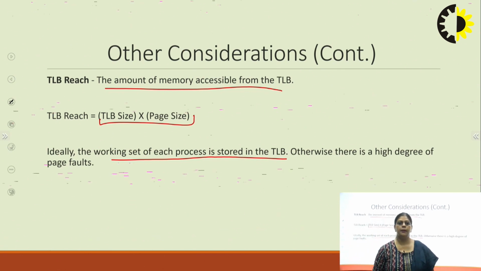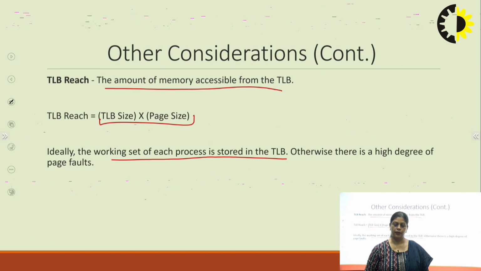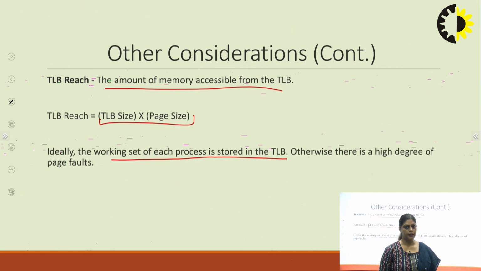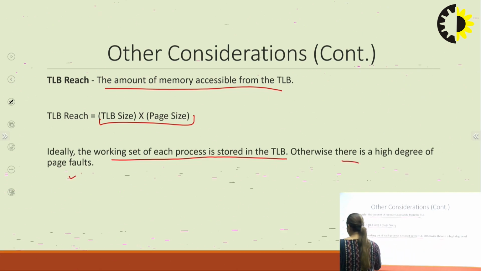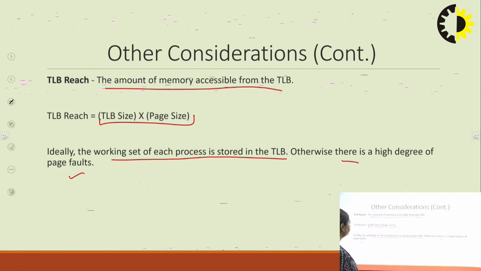Because the TLB is a translation lookaside buffer, it is faster than memory. We can keep a particular program, or the locality of it at that moment, whatever pages are required, in the TLB so that the execution is faster. Otherwise, there is a high degree of page faults, right?